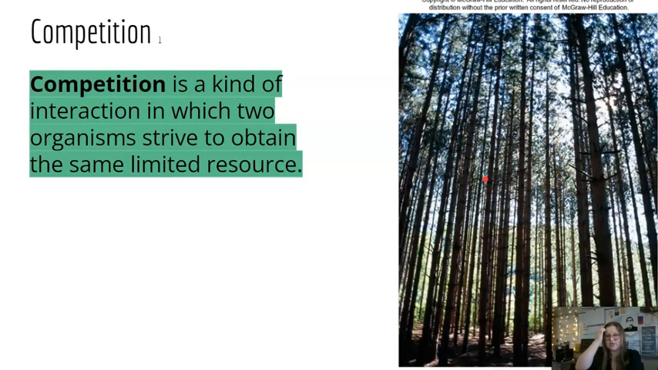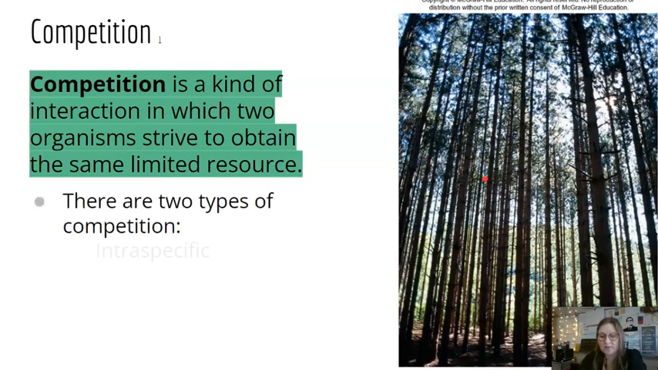All right, another interaction is competition. So competition is a kind of interaction in which two organisms strive to obtain the same limited resource. There are two types of competition, intraspecific and interspecific.